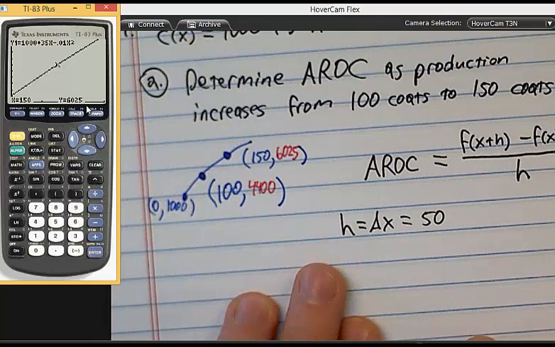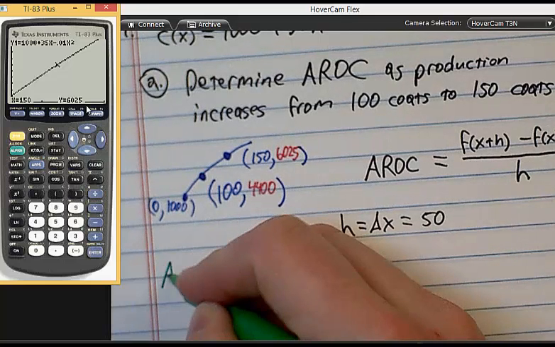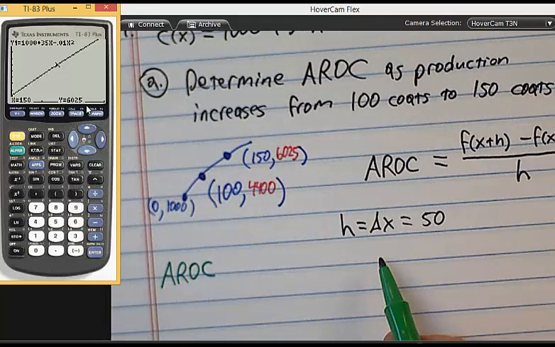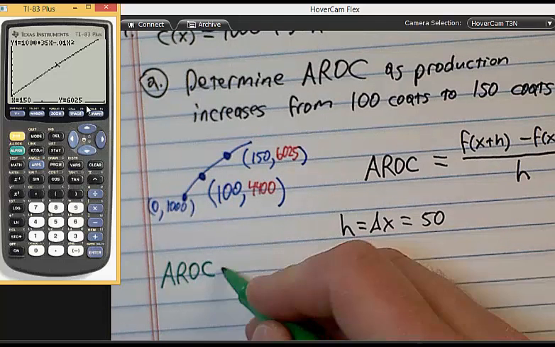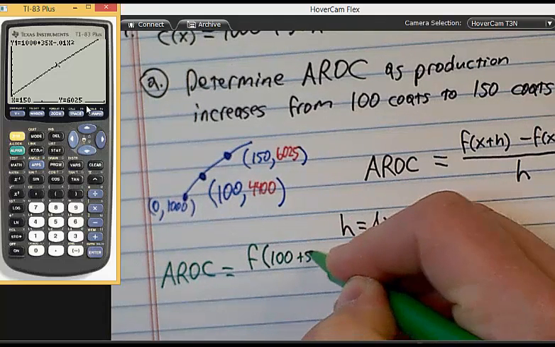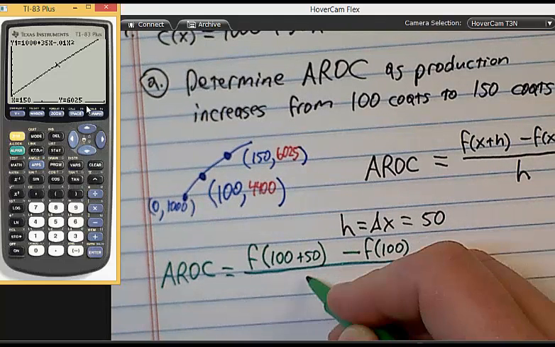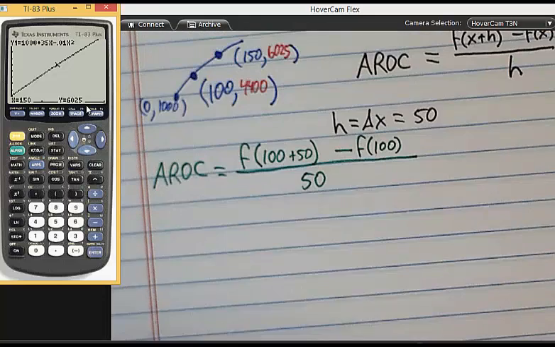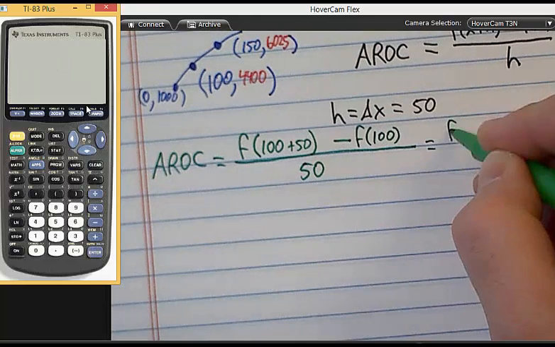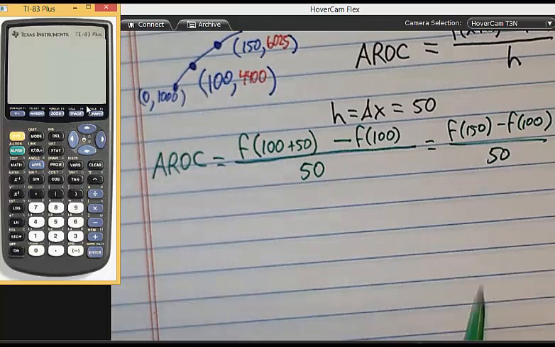We have what h is. So for this problem, I could really say that what I'm doing. Oh, and I guess here's the other question: what is my x value? 100, right? Because what you're going to do is f of 100 plus 50 minus f of 100 all over that 50. Okay? In other words, f of 150 minus f of 100 all over 50. And that's the red numbers that I wrote there.